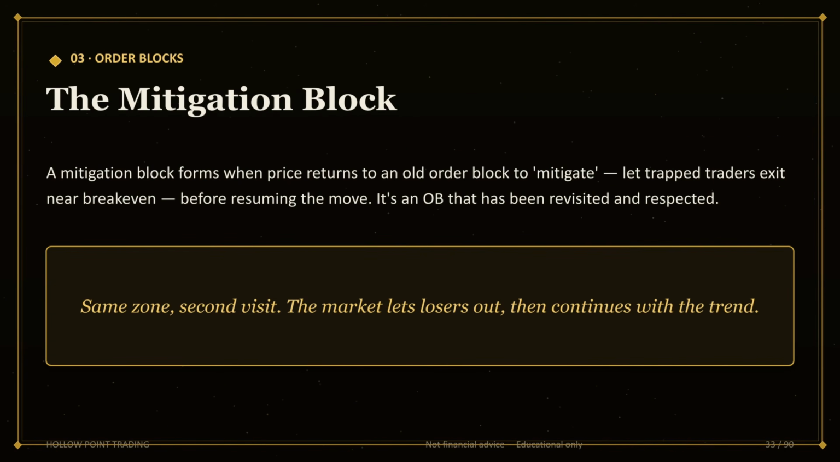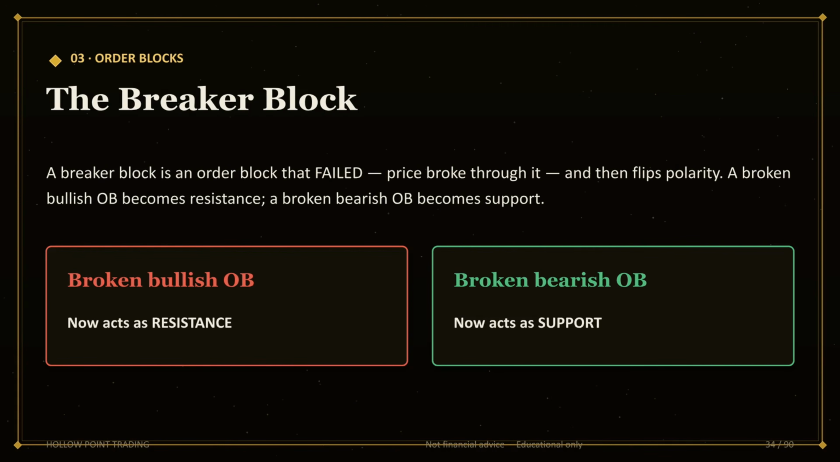A mitigation block forms when price returns to an old order block to mitigate trapped traders, allowing them to exit near break-even before the market resumes its trend. It is essentially an order block that has been revisited and respected. A breaker block is an order block that failed, meaning price broke through it. This event causes the level to flip polarity. A broken bullish order block becomes resistance, while a broken bearish order block flips to support.